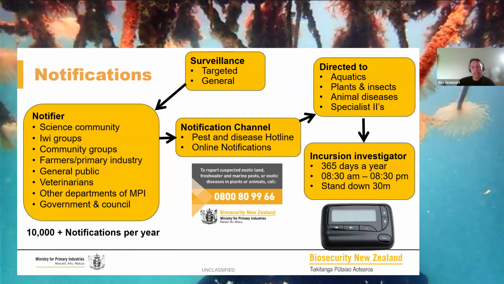It then gets triaged at our call center, and will then get directed to the relevant team. The team I showed you at the start that I'm a part of is the aquatics team, but we have other teams for plants and insects, for animal diseases, etc. So the notification gets triaged to the relevant group, and then the on-call incursion investigator will take up that notification and figure out what they need to do. The incursion investigators are on call every day of the year during those hours, and we have a KPI that we have to respond within 30 minutes to that notification. So that's how it works, just briefly.